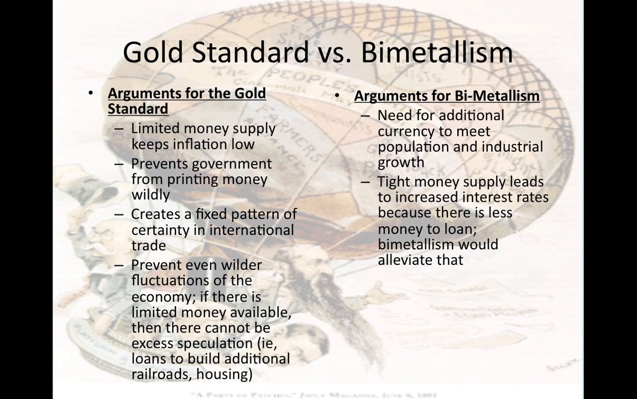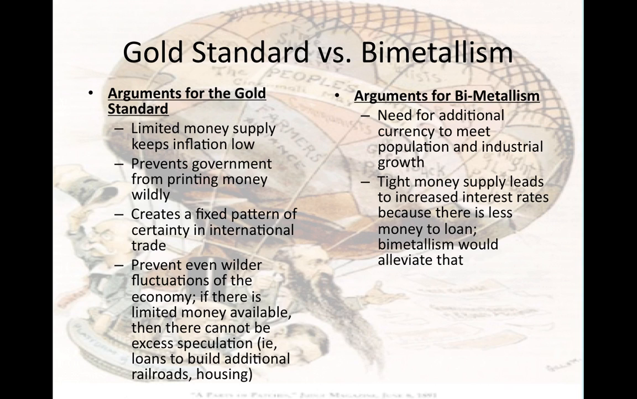Okay, so now in this election, the big issue is the gold standard versus bimetallism. What the Populists wanted was to have silver connected to the dollar in addition to gold, whereas Eastern industrialists just wanted the gold standard because they controlled all the gold. Makes sense. Anyways, here are the benefits for each side.